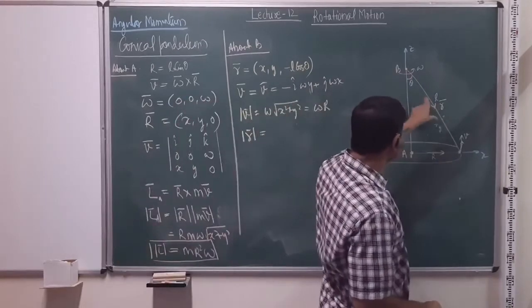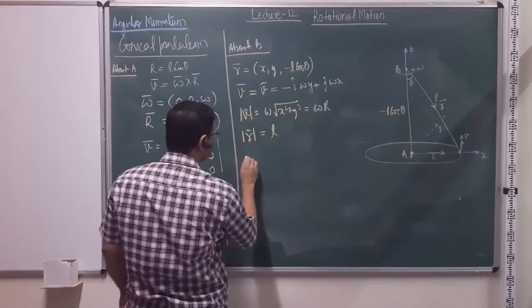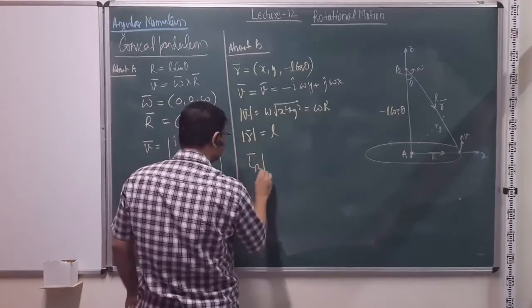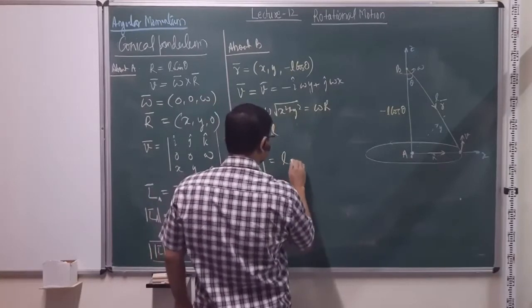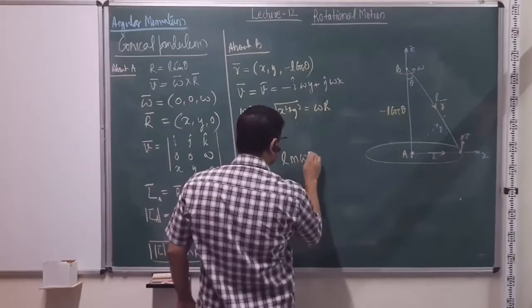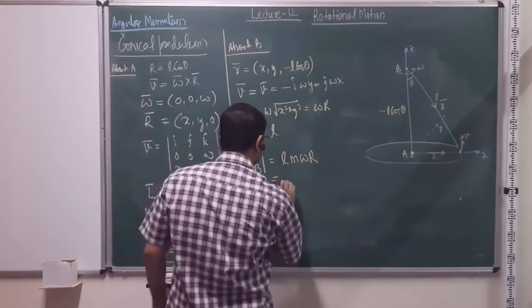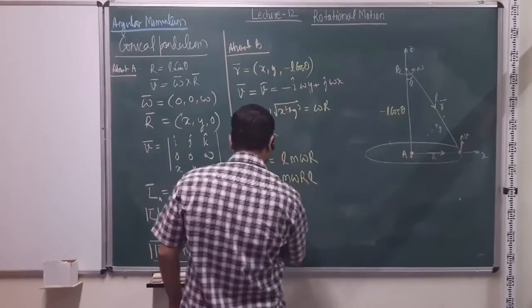And the magnitude of r is this distance. The magnitude of this position vector is simply L, and in that case L of B is nothing but L m omega r, or we can also write it as m omega r L.